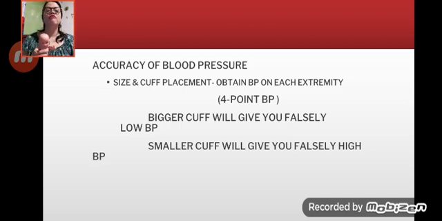So the bigger cuff will give you falsely low BP, and the smaller cuff will give you falsely high BP. So what are you going to do? You need to use the right size of the BP cuff for the newborn. Okay, in some patients, like of course the adult patients, the same thing will apply. So you need to use the right size for the right age of your patient.